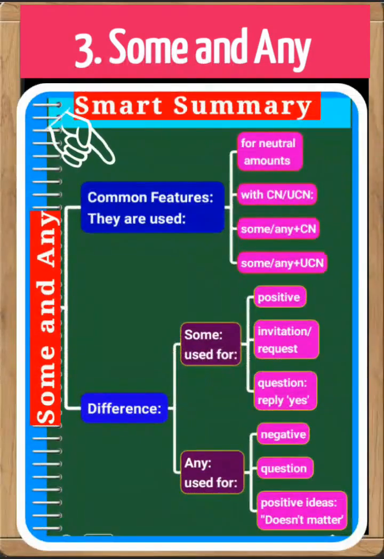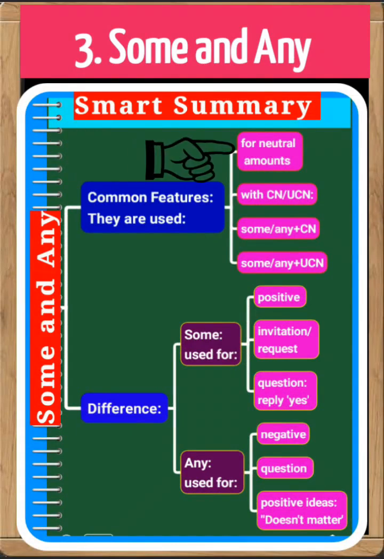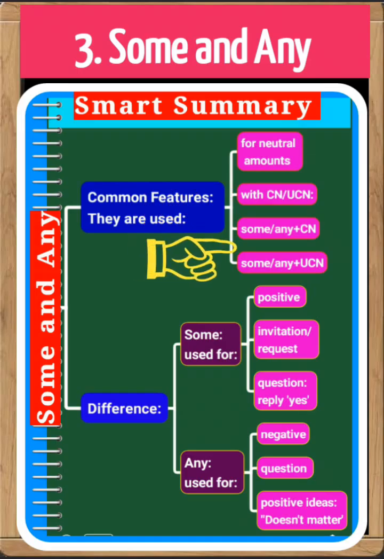And the third brief rule summary deals with some and any. These two quantifiers also have something in common, as you can see on the screen. They are used for neutral amounts, things that are neither small nor large. They are both used with both countable and uncountable nouns. The form is simple, as you can see on the screen. They are followed either by a countable noun or an uncountable noun.